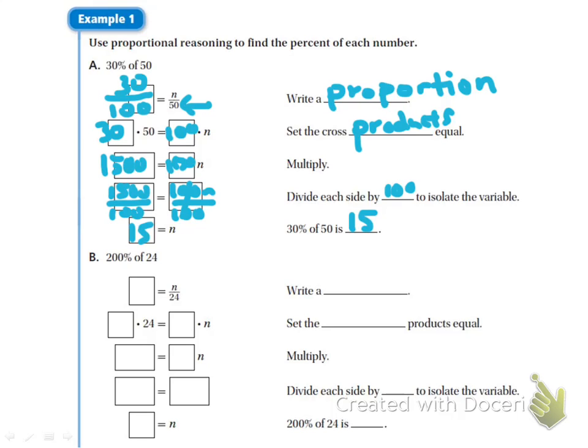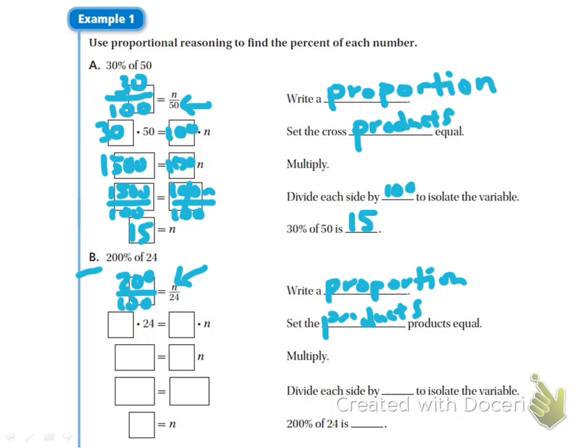Okay, let's try letter B. Again, we're going to write a proportion. We're going to set up the cross products and make them equal. So let's write 200% of 24. We want to find n, that's what we're looking for, and we need 200%. I'm not going to make it my denominator, it's always going to be my numerator. The percent is always your numerator.